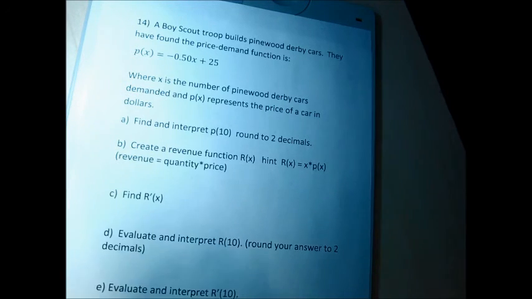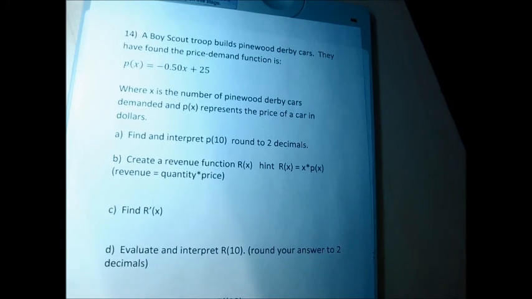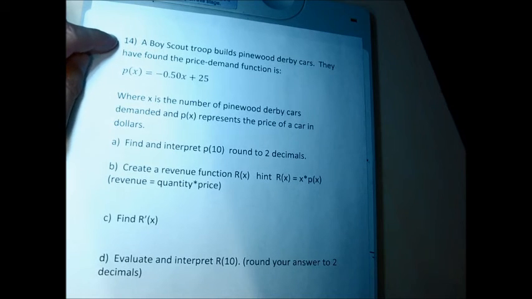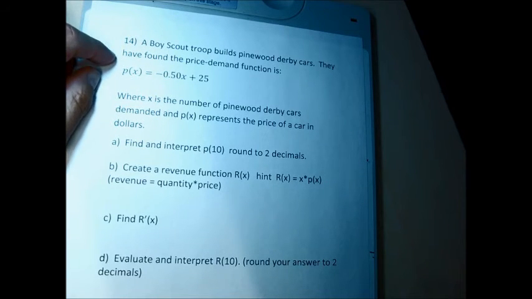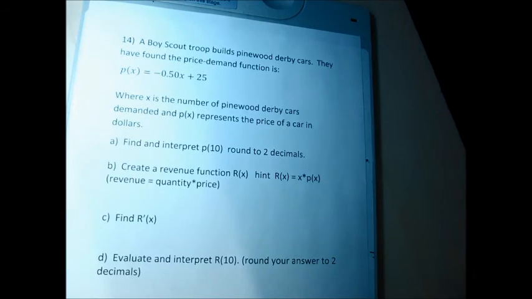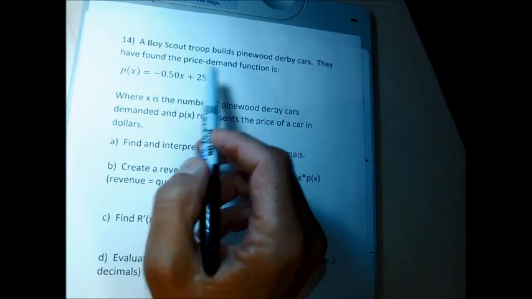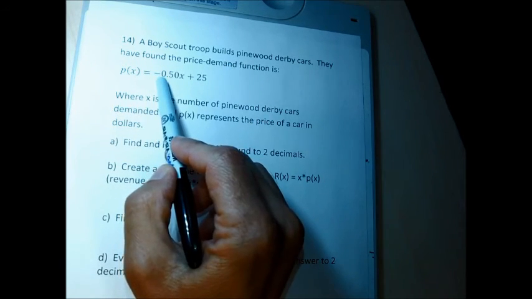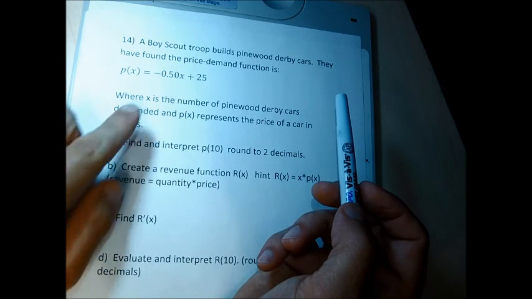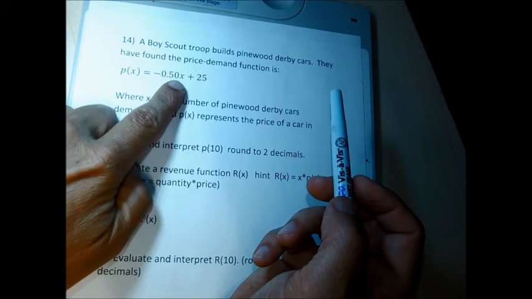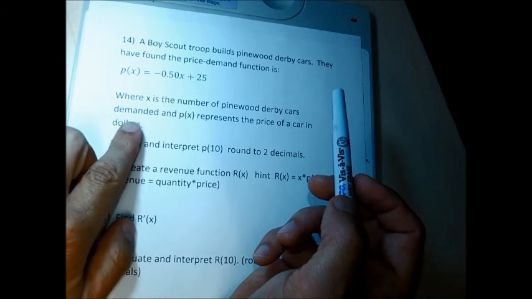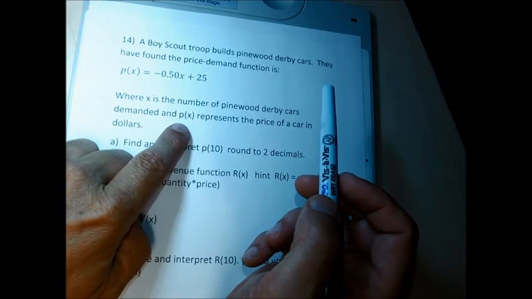And as I read problem 14, it tells me a Boy Scout troop builds Pinewood Derby cars. They're building and selling Pinewood Derby cars because some kids want to have these Pinewood Derby cars. They have found the price demand function as P of x equals negative 0.5x plus 25, where x is the number of Pinewood Derby cars demanded and P of x represents the price.